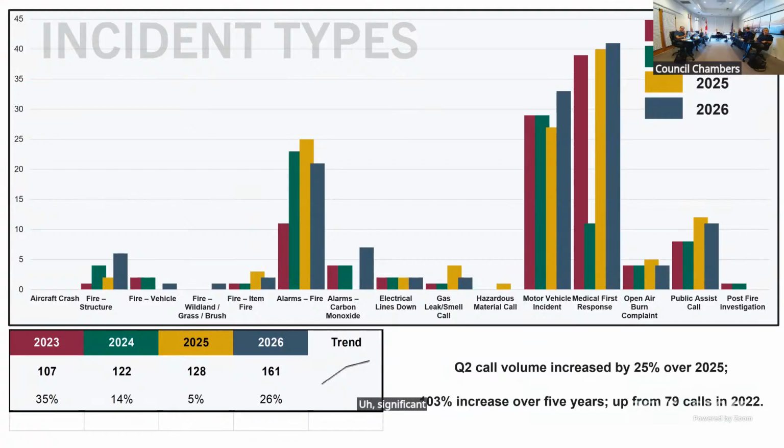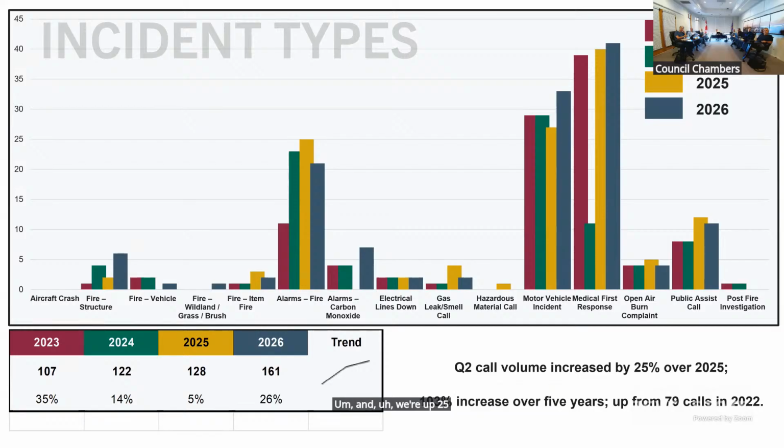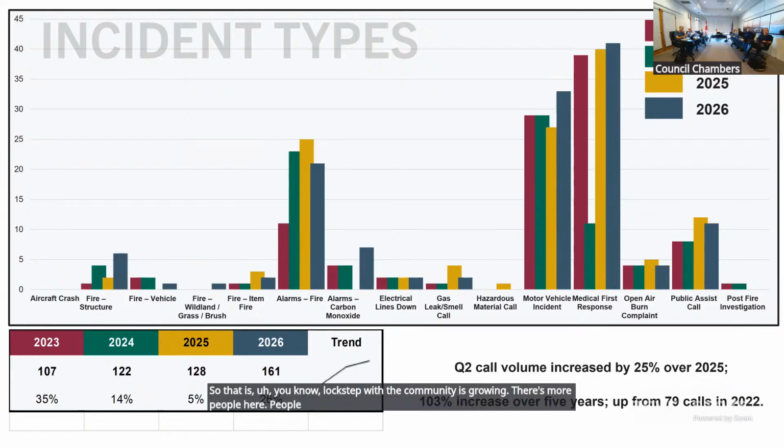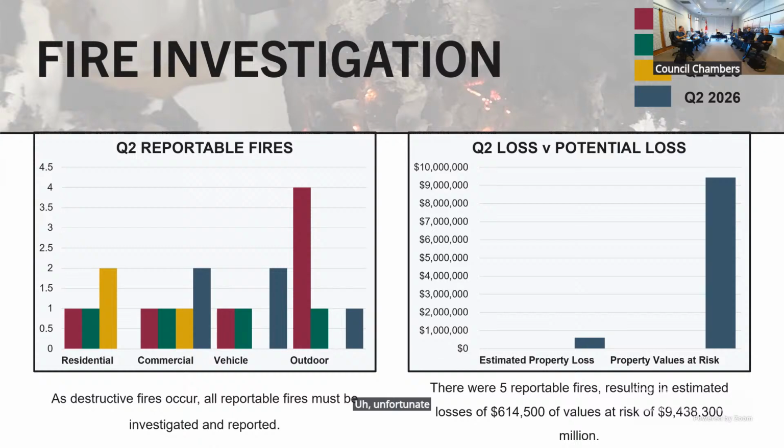There's been a significant increase in calls in the last 5 years. In Q2, we responded to 161 incidents compared to 79 incidents in the same quarter 5 years ago. And we're up 25% from last year. That is in lockstep with the community growing. There are more people here, and people are calling us for lots of their unfortunate accidents.